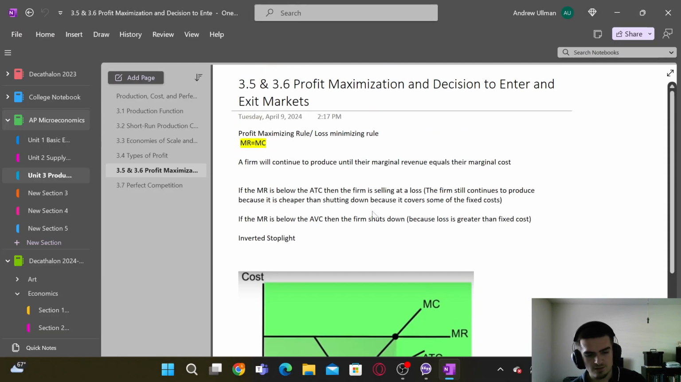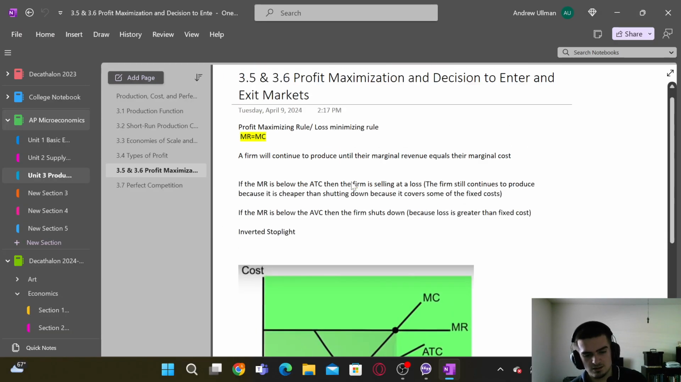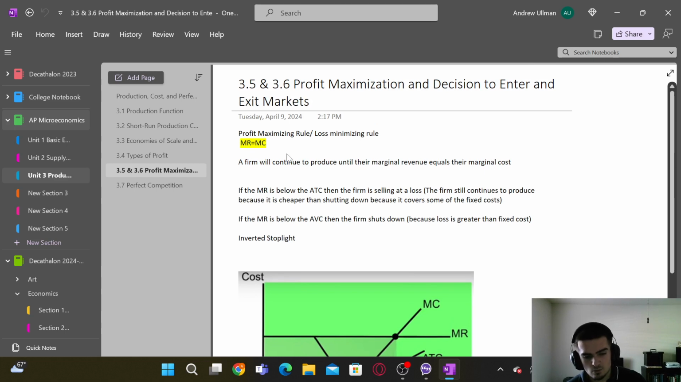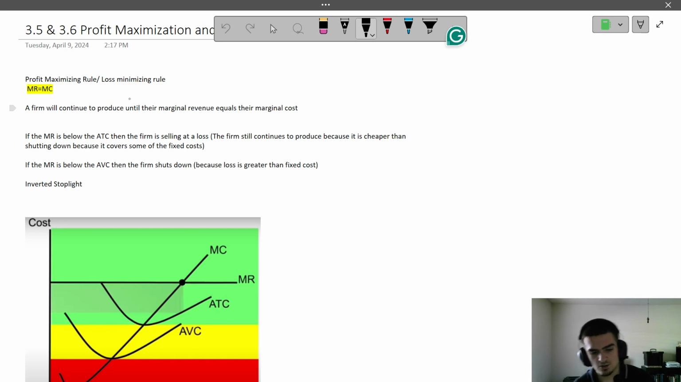Okay, next is profit maximization. There is one rule when it comes to profit maximization. You want to stop where marginal revenue equals marginal costs.